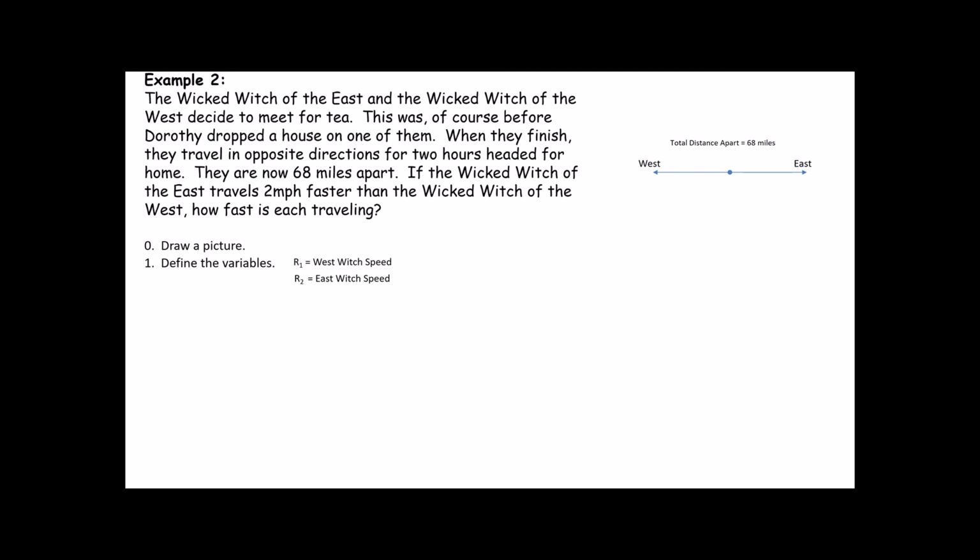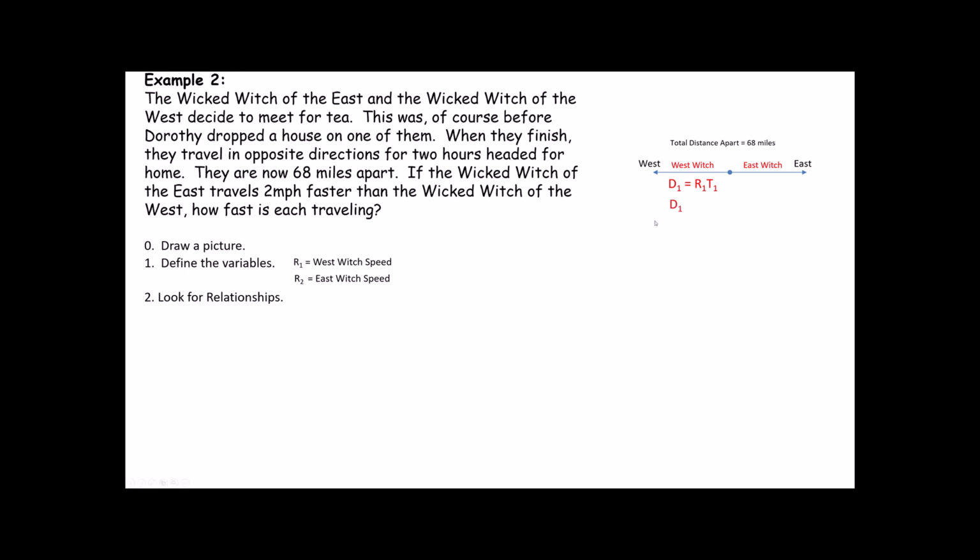Now, in the other types of systems, we defined these as maybe X and Y or R and S, but I find it's going to be useful, since we're using a distance equals rate times time equation, to use R1 and R2. These are two separate rates of speed. Now, when I begin looking for relationships, here's what I find. I have a West Witch and an East Witch, and I have a distance equals rate times time equation.